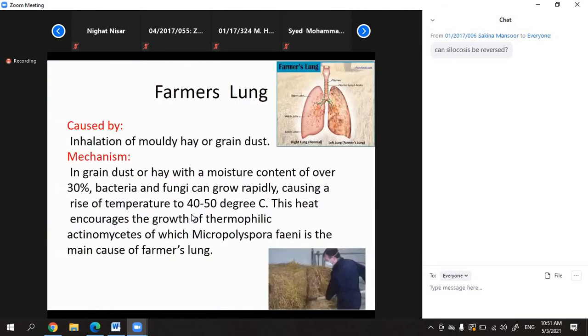Now, what is farmer's lung? It is caused by inhalation of moldy hay or grain dust, because farmers involved with the cutting of grains deal with grain dust. As this dust is inhaled by farmers over prolonged exposure, it causes lung damage.